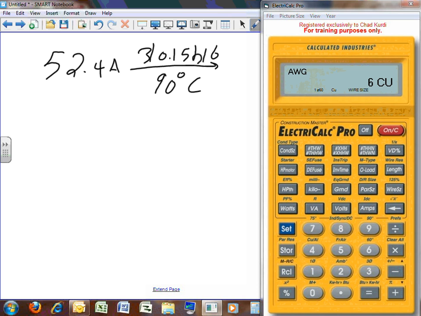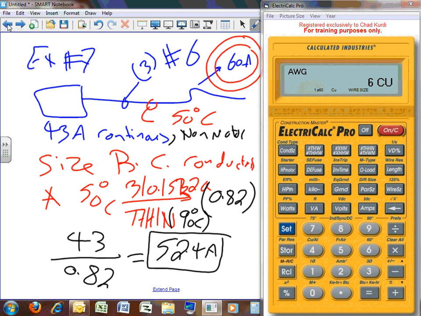Everybody got number 8? So it's going to be 3 conductor number 8. What did I say, guys, at the beginning here? We came up with number 6. Which one is larger, 6 or 8? 6. No matter what your derating comes up with, you cannot use less than what the normal condition tells you.